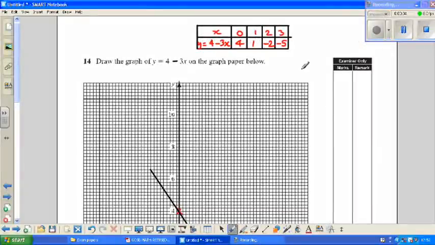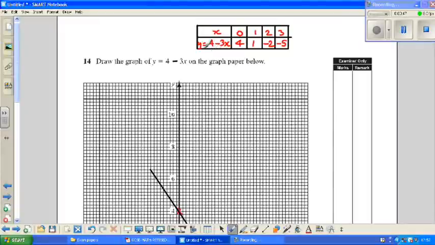Okay, so for question 14 we have to draw the graph, and we have the equation y is equal to 4 minus 3x. You need to remember before you can draw a graph, you're really going to have to draw a table like this to work out the values. So first of all, at the top line of the table, you're going to put in the x values that you're going to use. In this case, I've chosen x is equal to 0, 1, 2 and 3, and we're going to use those x values to work out what the corresponding y values are.